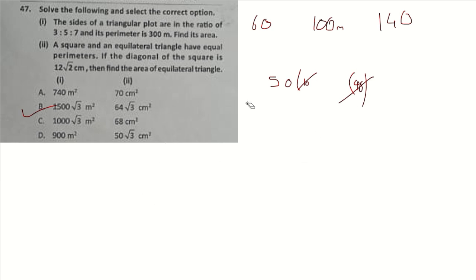Now for the second part, a square and equilateral triangle have equal perimeters. So all the sides are equal, right? So 3x is equal to 4y, if y is the side of the square and x is the side of the triangle. The diagonal of the square is 12 root 2 centimeter. Find the area of the equilateral triangle.